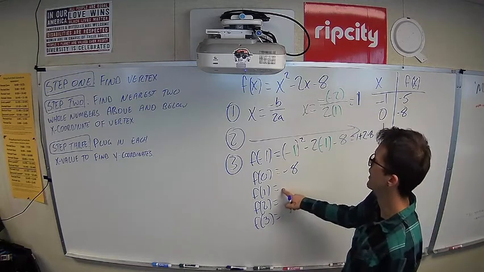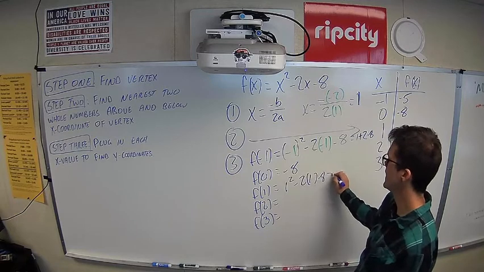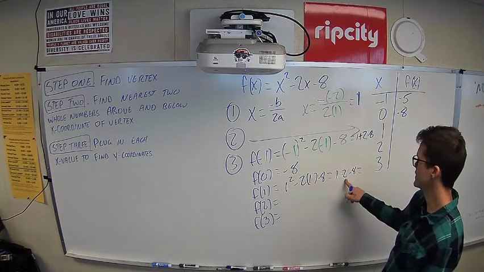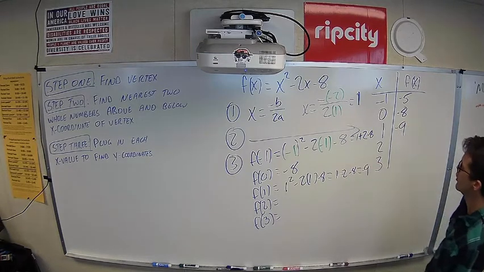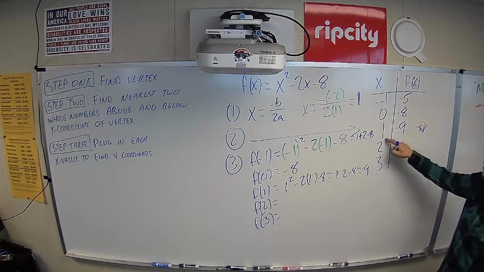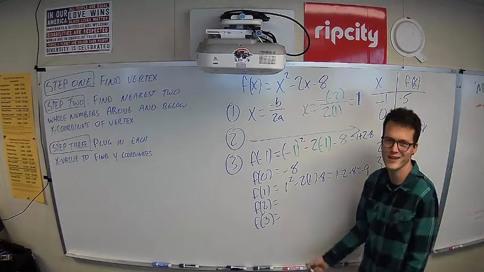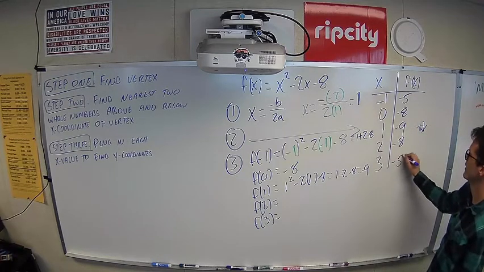Let's do the vertex now. 1 squared minus 2 times 1 minus 8. 1 minus 2 minus 8. 1 minus 2 is -1. Minus 8 is -9. So our vertex here is at 1, -9, and then we have these other points. When we plug these in, I'm not going to spend the time on the video right now, but we're going to get -8, we're going to get -5.